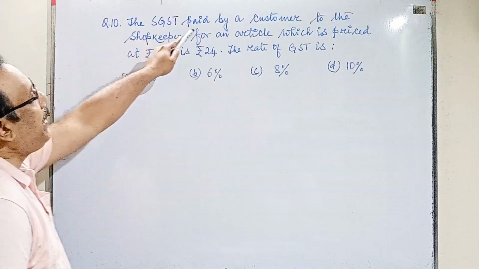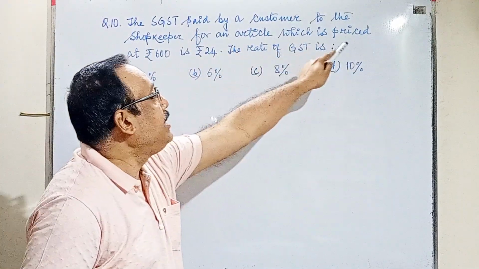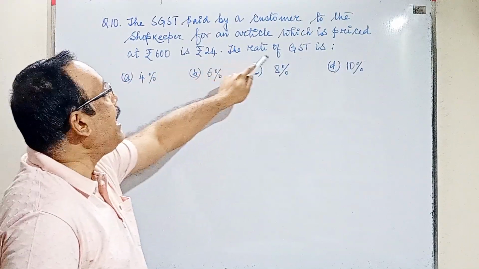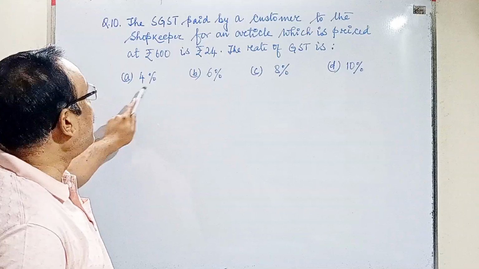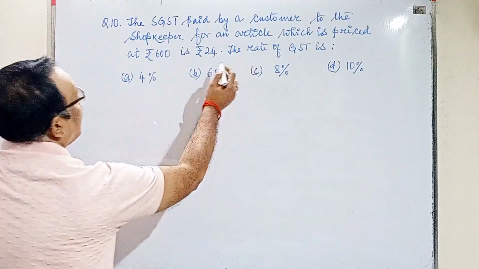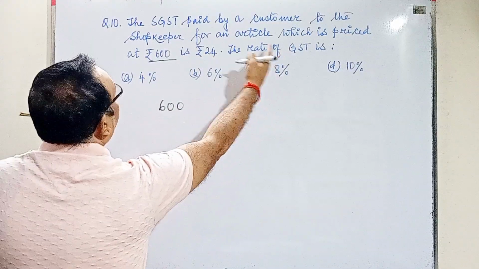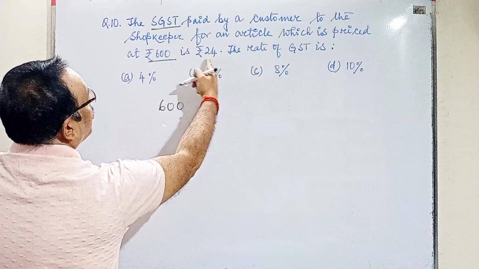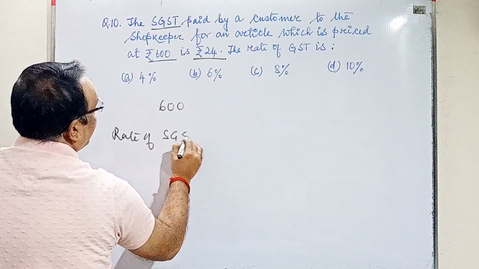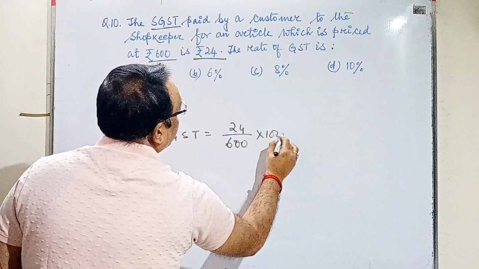The SGST paid by a customer to the shopkeeper for an article which is priced at rupees 600 is rupees 24. The rate of GST is? The choices are 4%, 6%, 8%, 10%. So the price of the article is 600. SGST is given as 24 rupees. So what will be the rate? Rate of SGST will be 24 by 600 into 100 percent.